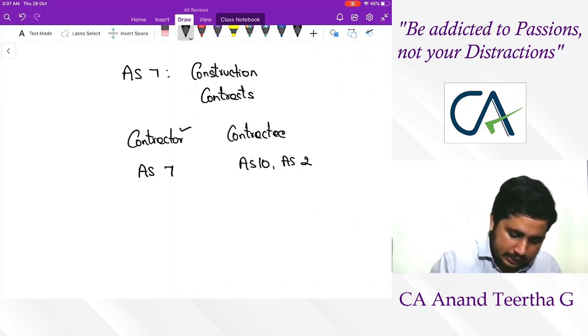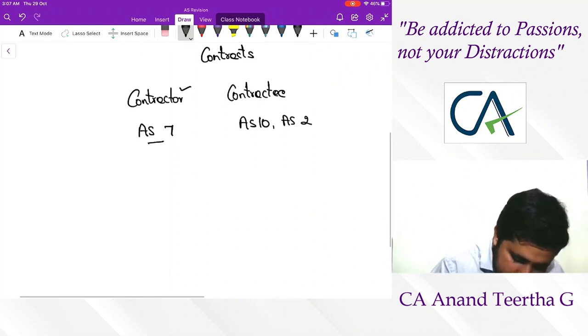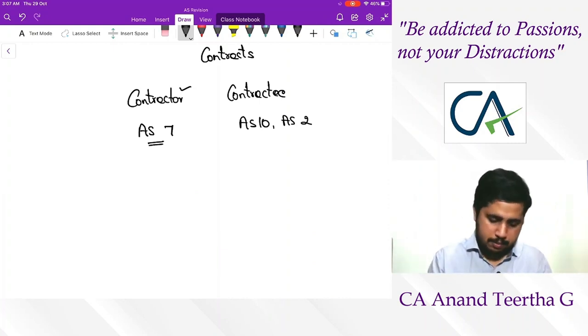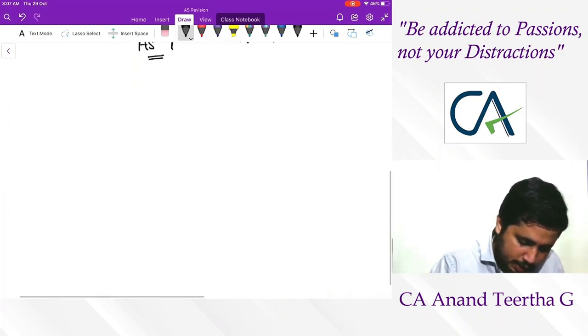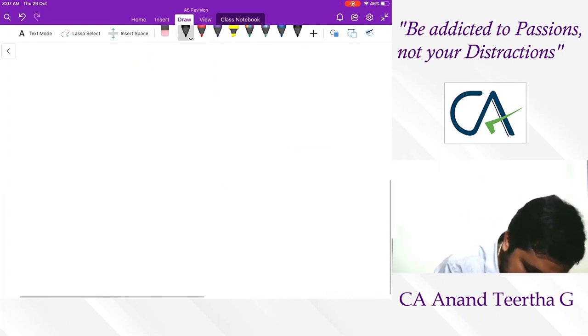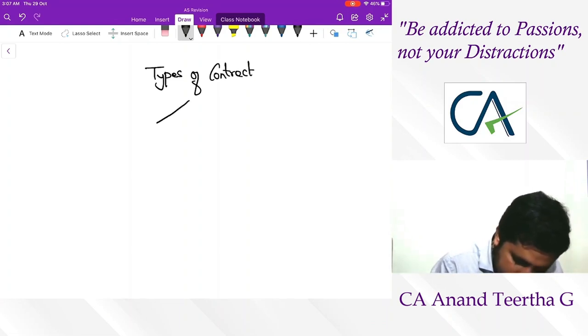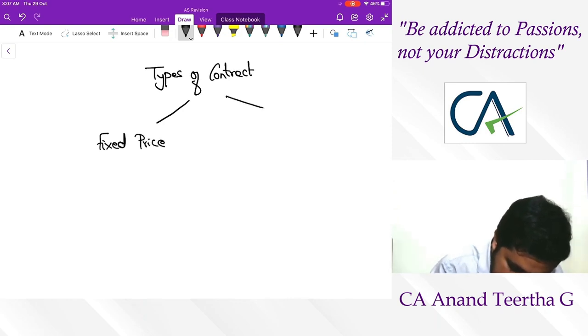Now let's start discussing how the contractor is supposed to consider the AS7 requirements, starting with types of contract. Whenever there is a construction contract, mainly there are two types of contract. One is called a fixed price contract and the second one is called a cost plus contract.